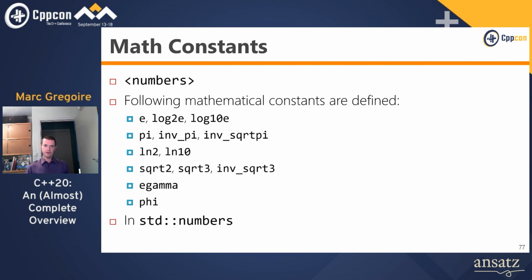There is a new header file called numbers, and it finally defines a number of mathematical constants such as pi, e, and so on, and they are all living in the std numbers namespace.